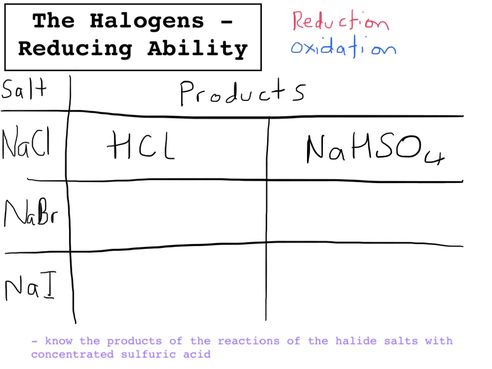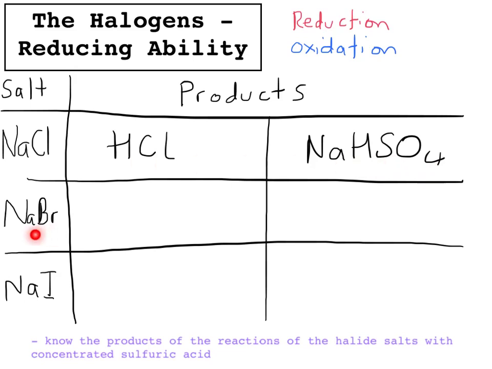Now this sodium here comes from the sodium in sodium chloride, and so if it was potassium chloride instead for the halide salt, this would be potassium hydrogen sulfate, and it's important you're clear about that. So there is no reduction product, no oxidation product. This is just a displacement reaction, if you like.